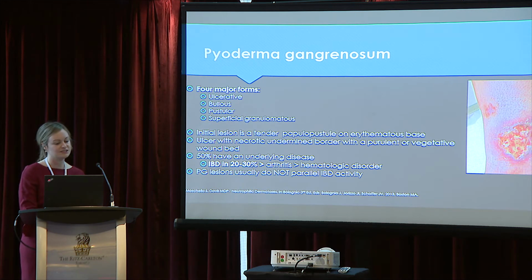The initial lesion starts off as a tender pustule, and it very rapidly spreads to be an impressive ulcer with a necrotic, undermined border that can have a purulent or vegetative base. 50% have an underlying disease, and the most common one is IBD in about 20 to 30% of PG patients. Arthritis and hematological disorders are also on the possible causes, so all these patients need a thorough workup. And PG lesions do not typically parallel the IBD activity.